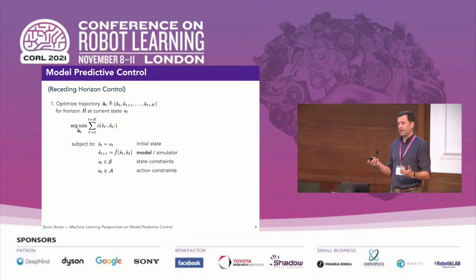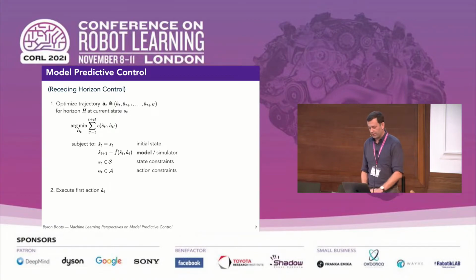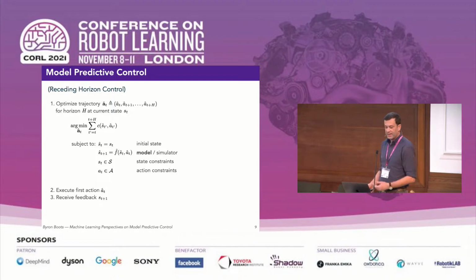And then we do just what we've been saying before, right? We execute the first action, we receive feedback from our state estimator, and then we return to step one and just repeat this process and solve the optimization problem all over again. Okay, so that's basically model predictive control in a nutshell in just a few minutes. That's what's going on behind a lot of the MPC algorithms that you'll see in papers here at the conference, at a high level.